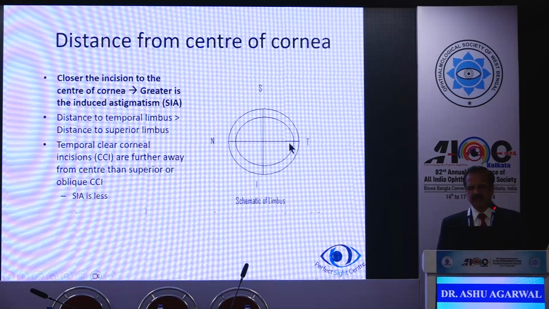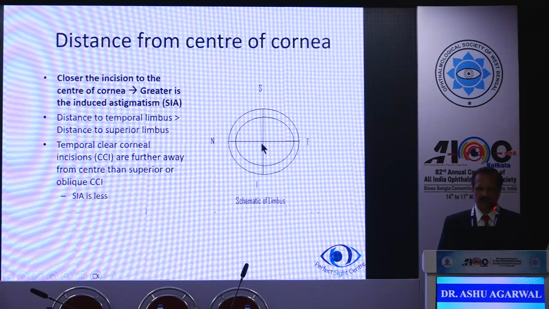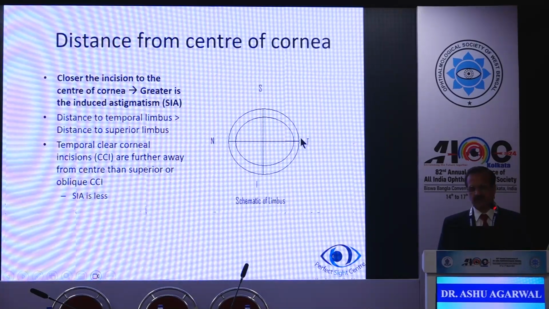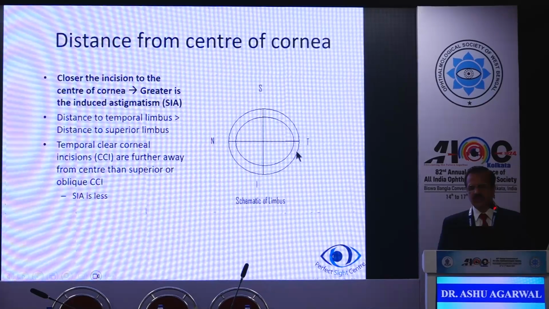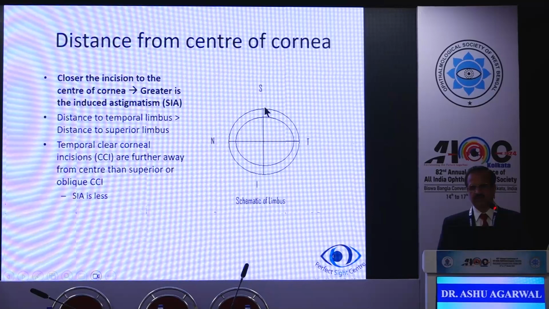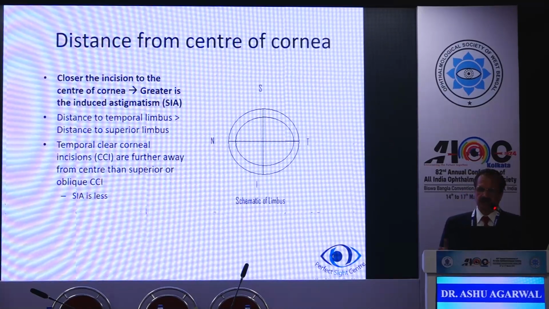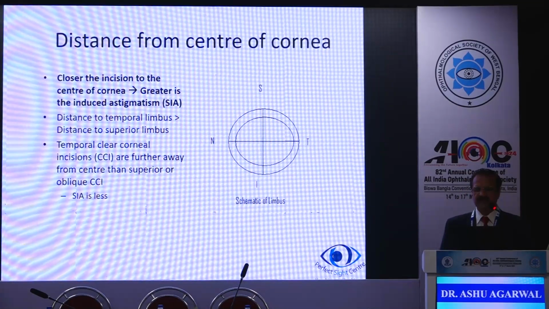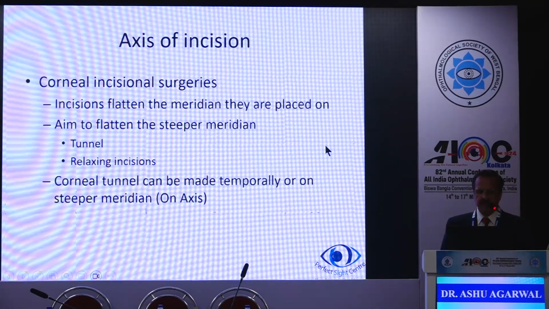In this schematic you see that this is the temporal cornea, and we know that the distance of the temporal limbus from the center of the cornea is more, and therefore an incision made on the temporal limbus will have less astigmatism compared to the superior one, where the distance is less. And therefore, as you know, temporal is the preferred site of incision for most surgeons, because the distance is more, so the induced astigmatism is less.